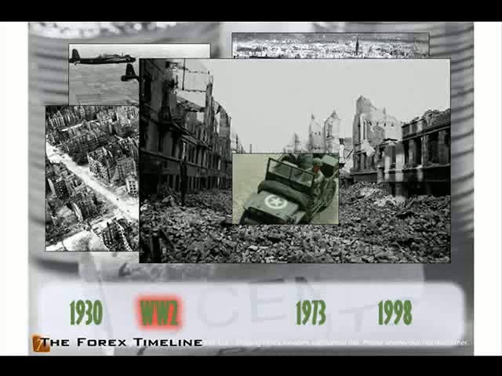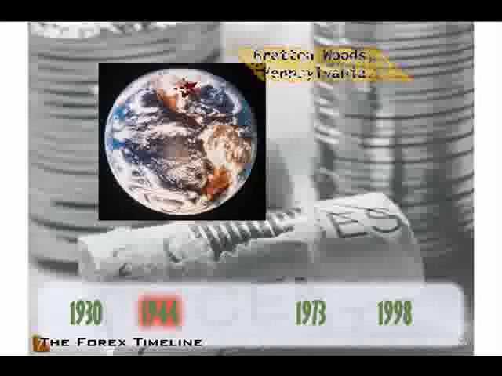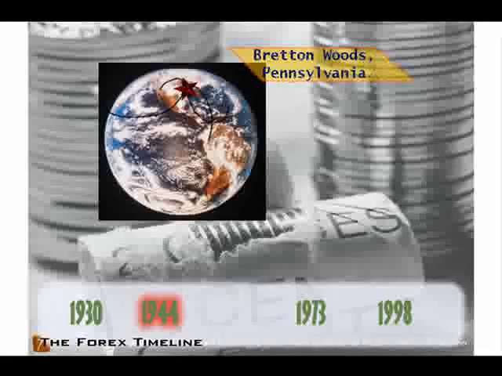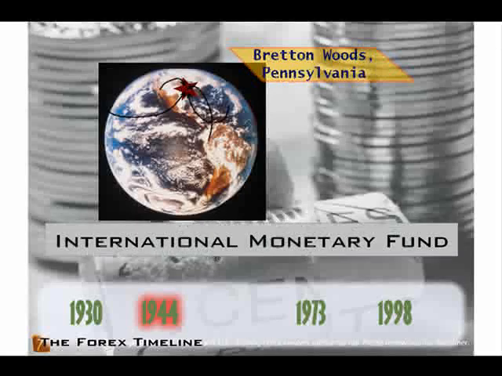In an attempt to avoid the same devastating economic conditions that resulted from post-war policies after World War I, representatives from 45 nations met in Bretton Woods, Pennsylvania in the summer of 1944. The International Monetary Fund, otherwise known as the IMF, was the result of this meeting.